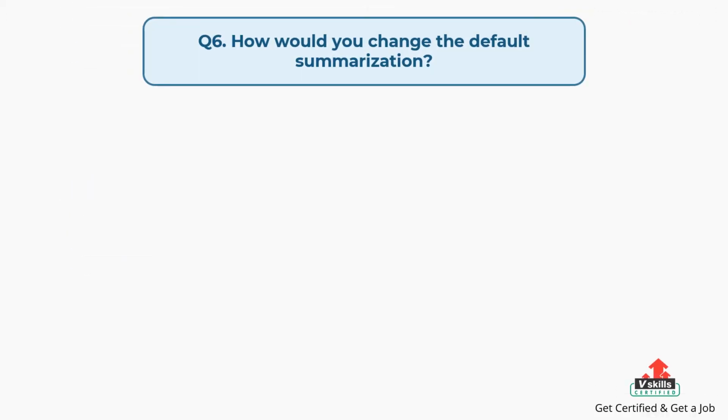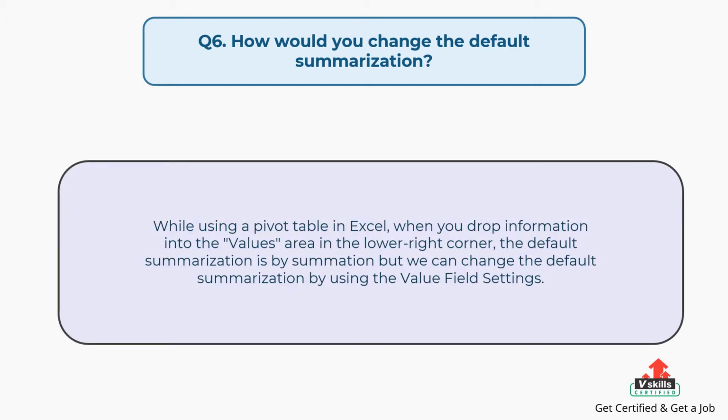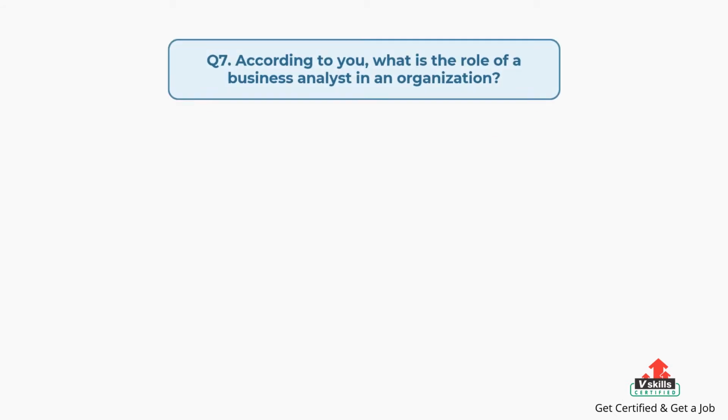Question number 6. How would you change the default summarization? The answer is, while using a pivot table in Excel, when you drop information into the values area in the lower right corner, the default summarization is by summation, but we can change the default summarization by using the value field settings.